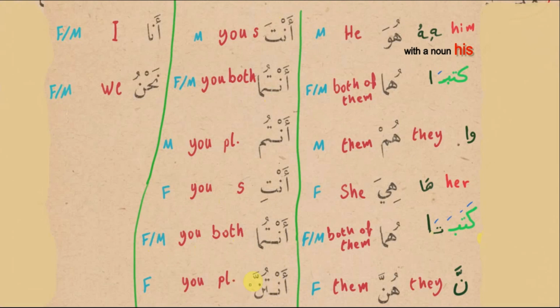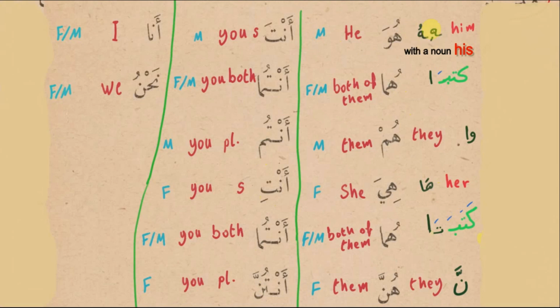Antunna is for the second person plural, feminine. So notice the n for the feminine here, plural, second person, after this ta here. And this m here for the masculine plural, second person. Now here is the third person. Notice it starts with this ha here, ha. So huwa, that's for he, masculine, third person.